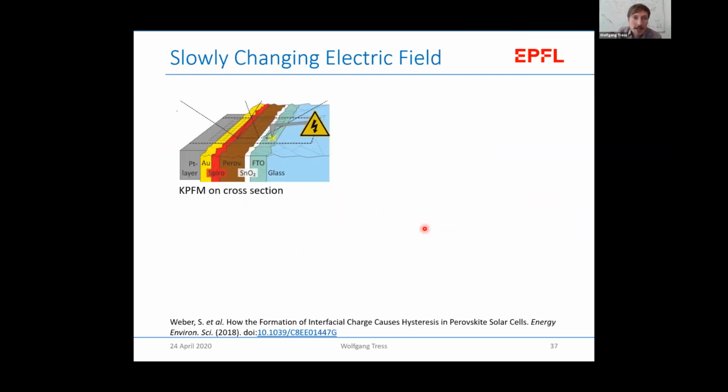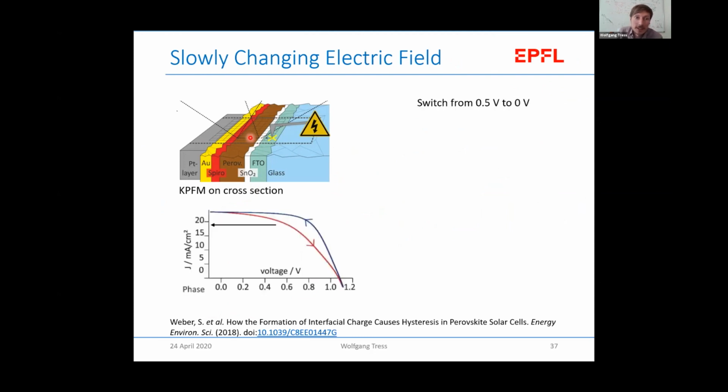And as a last example to prove these sketches a little bit further, we had a collaboration with colleagues at the Max Planck Institute in Mainz, Professor Weber. He did KPFM on cross sections, so Kelvin probe force microscopy on cross sections of our devices. By this measurement, you can measure the contact potential, and then you can reconstruct, in principle, how the electric field or the potential is distributed over this cross section.